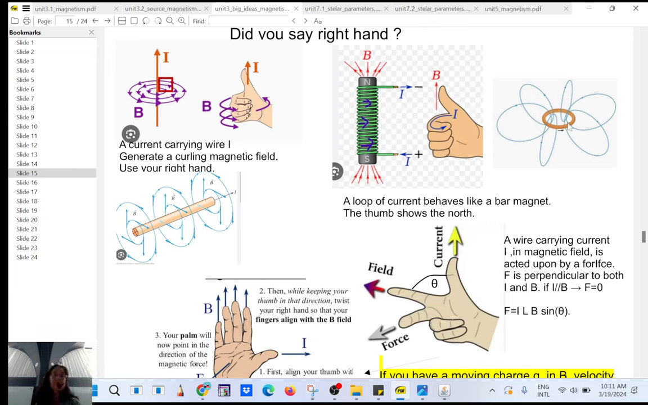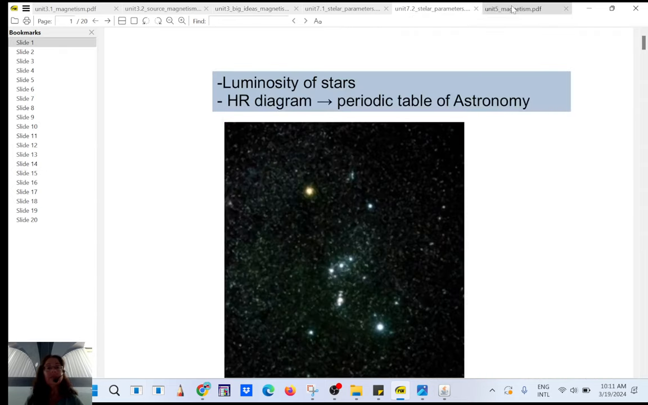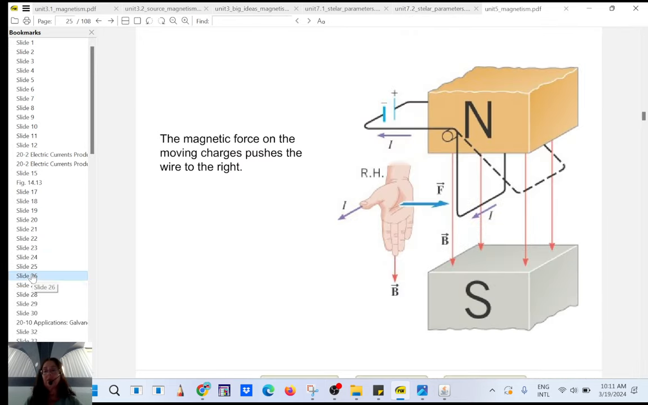If you have a loop of current here, you go around with your hand, the thumb will be the north. So that will be north, that will be south. That will be north, that will be south. Finally, you can use it for a third reason. So if a segment of current here is going this way, that will be the field, that will be the force. Okay? So the right hand can be used for three different things. Okay, so that's why I made the summary, because sometimes it can be confusing.